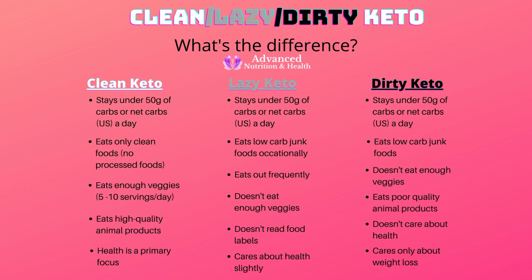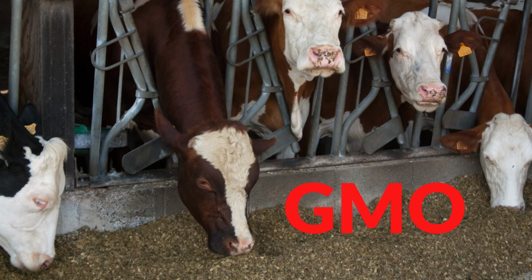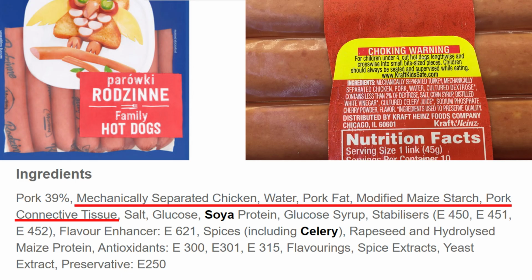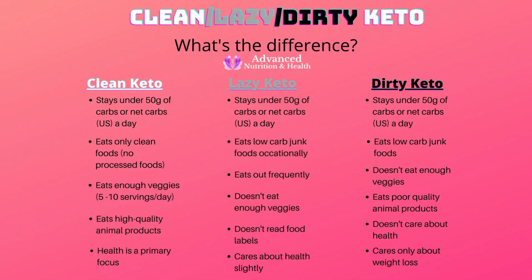Whereas someone following dirty keto would have very different goals. You stay under 50 grams of carbs or net carbs a day, but you eat low-carb junk food. You don't eat enough veggies, mostly protein and fat. And you eat poor quality animal protein, only GMO grain-fed meat, tons of additives in the meat, deep-fried meat, fast food. You don't care about health and only want to lose weight. I hope you get the picture.